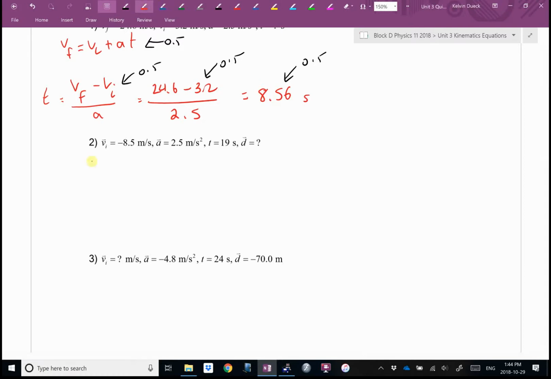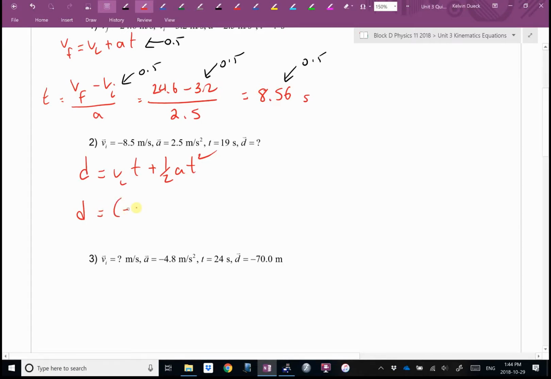Number 2, is it D equals VIT plus a half AT squared? Yeah. I need to get the D by itself. Oh, ha! It already is. Well, that's nice. Okay. Those of you that didn't do the quiz, please make sure you're not foolishly writing this down. I'll throw it online and you can try it yourself and mark it yourself.